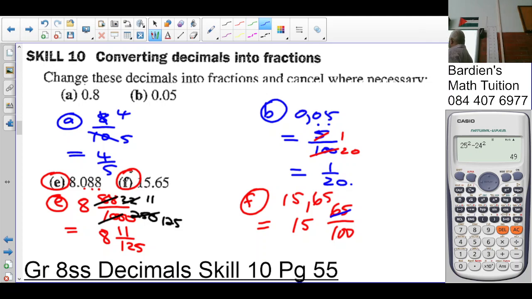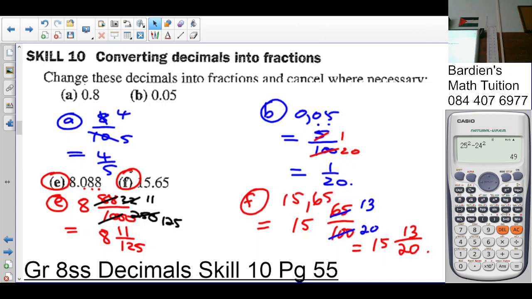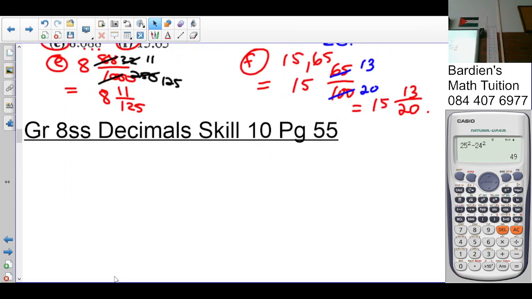So 5 goes into 65 13 times. Is that correct? Yes? 5 goes into 100 20 times. So that is simply 15 and 13 over 20. Okay, so that's skill 10.